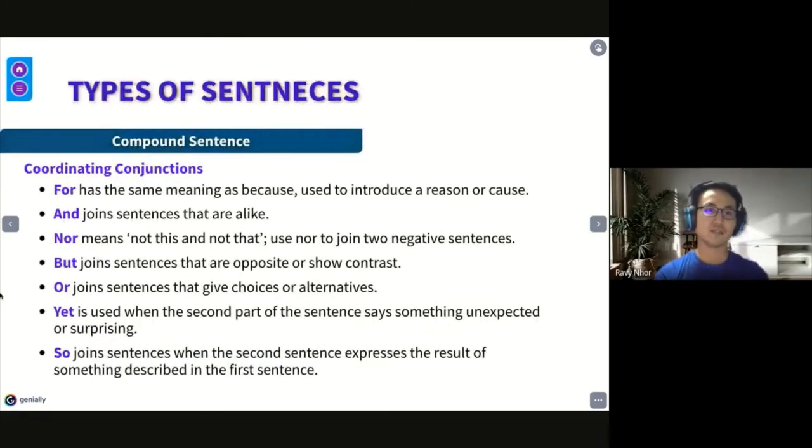In compound sentences, this is the coordinating conjunction. You have FANBOYS in short: for, and, nor, but, or, yet, so, and each has a different function. So use it properly. Okay.